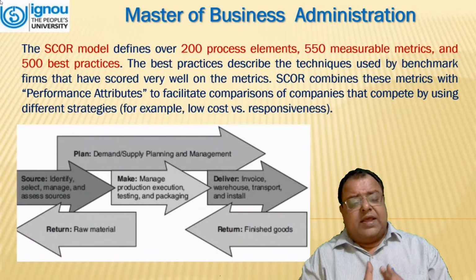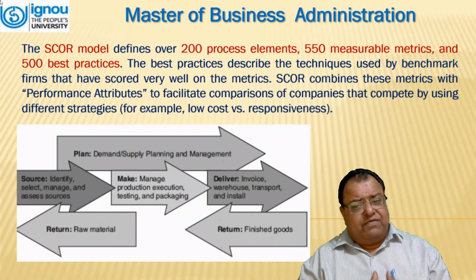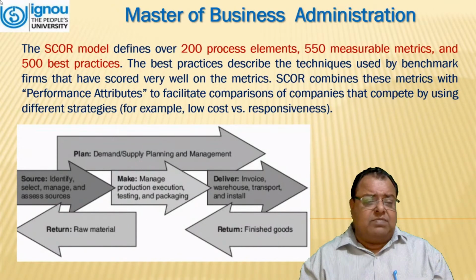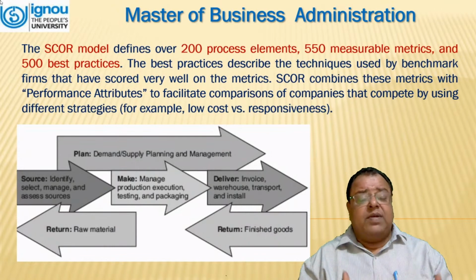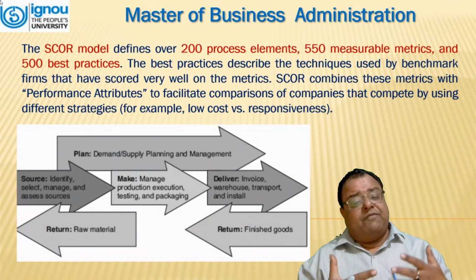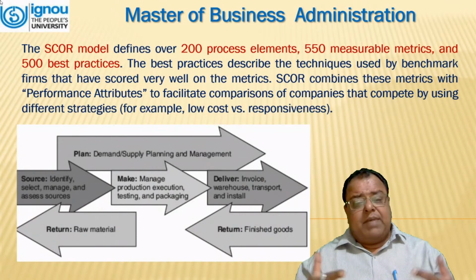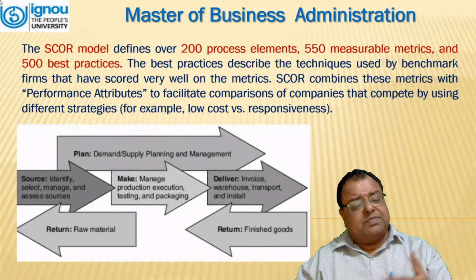The SCOR model defines over 200 process elements, 550 measurable metrics, and 500 best practices. The best practice describes the technique used by benchmarking firms that have scored very well in the metrics. SCOR combines these metrics with performance attributes to facilitate comparison of companies that compete by using different strategies, for example, low cost versus responsiveness.